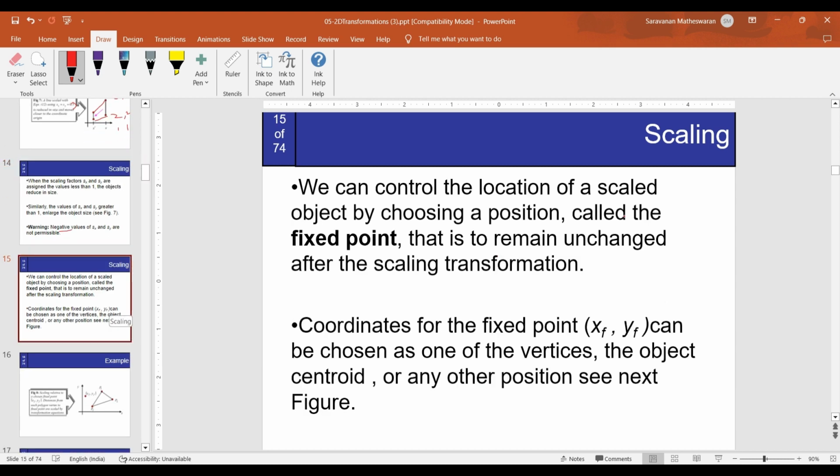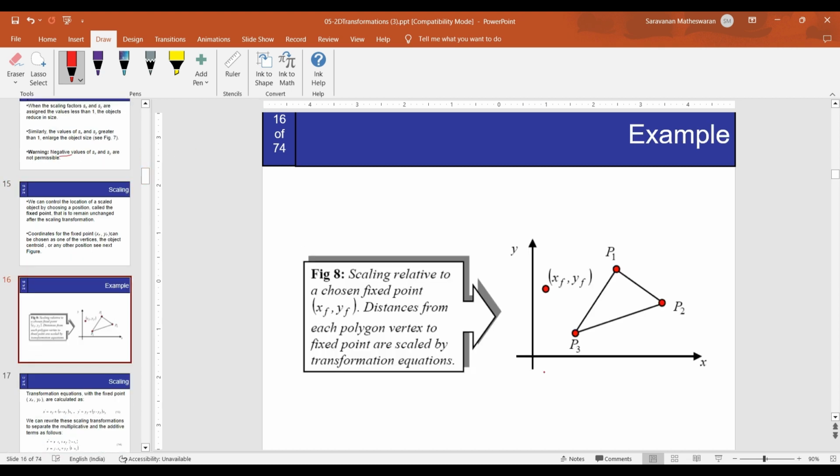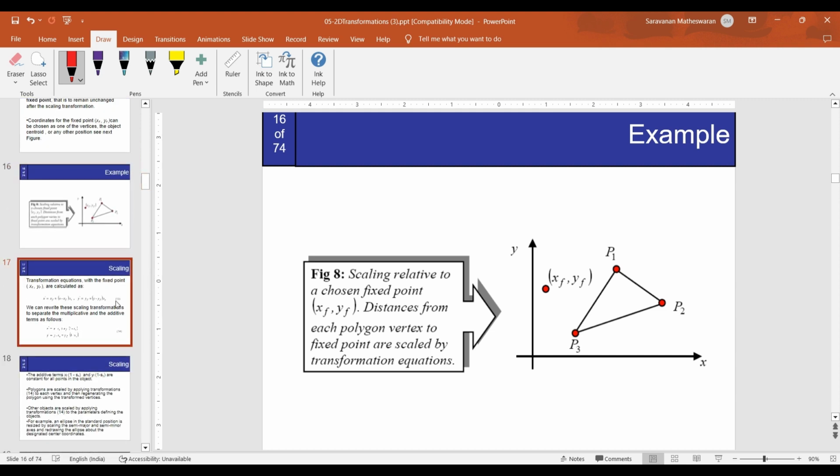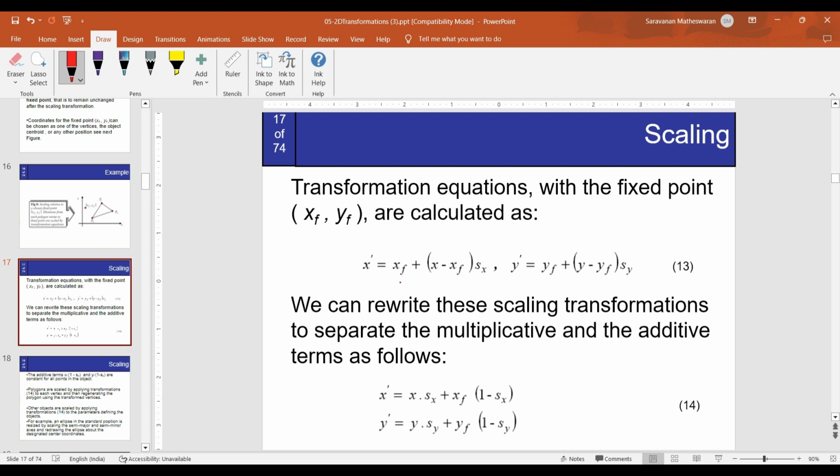Next, with scaling, the chosen fixed points remain unchanged. We are talking about fixed points, which are only points here. You can see there are some objects, the frames, and the fixed point coordinates P1, P2, P3 are considered as points. If you want to move a particular point through scaling, we have to apply the formula, with respect to the new value.